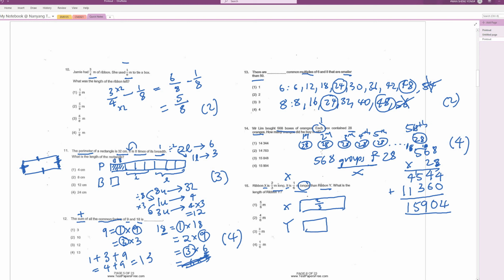Alright. So as the question says, X is 1 over 6 meter longer. So this part here is the longer part if we compare the model, and this is where 1 over 6 meter belongs. Okay, so what is the length of ribbon Y? Should we plus or should we minus? Should we take 2 over 3 and add another 1 over 6 over here? Is this equal to Y? No. So we should not add 1 over 6.